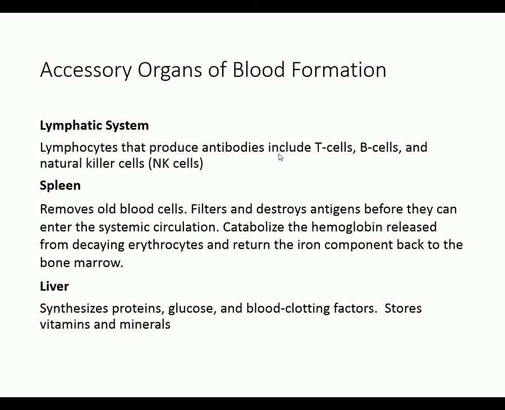The liver produces bile. It metabolizes hormones and drugs. It synthesizes proteins and glucose and blood clotting factors and stores vitamins and minerals. It also changes ammonia. It converts fatty acid to ketones. It produces coagulation factors that are necessary for that fibrin clot formation. And it produces anticoagulants so that there's not too much clotting going on in the patient. Okay?